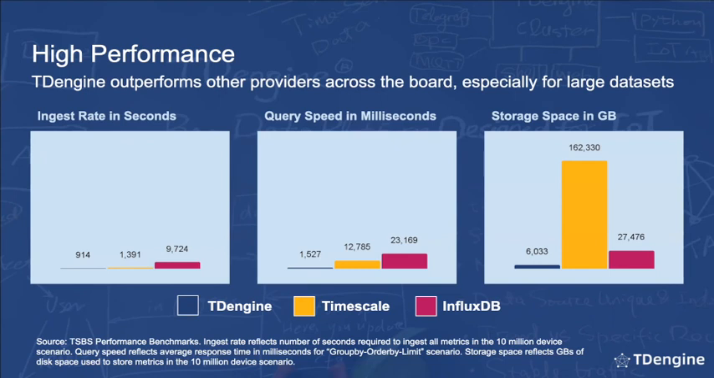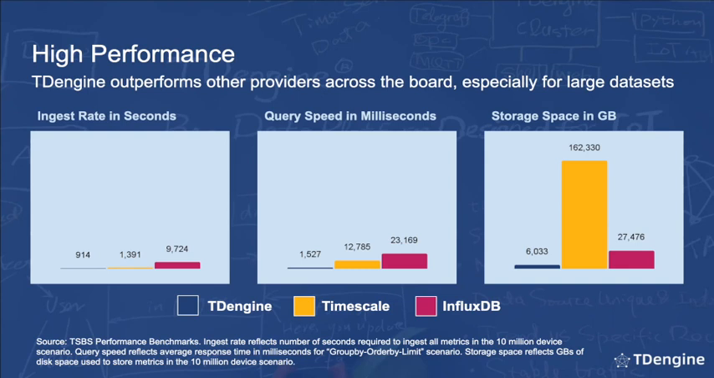So I mentioned that TDengine is high performance. We recently did an industry accepted benchmarking test compared to some of the other open source time series databases. So we compared ourselves to our main competitors, TimescaleDB and InfluxDB. And especially for large data sets, we outperform them significantly. All of this testing was done with about a 10 million device scenario. So a fairly big data set, but also a small fraction of what TDengine is capable of ingesting.